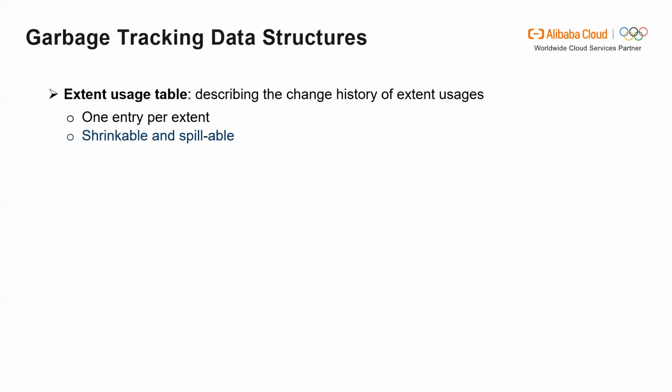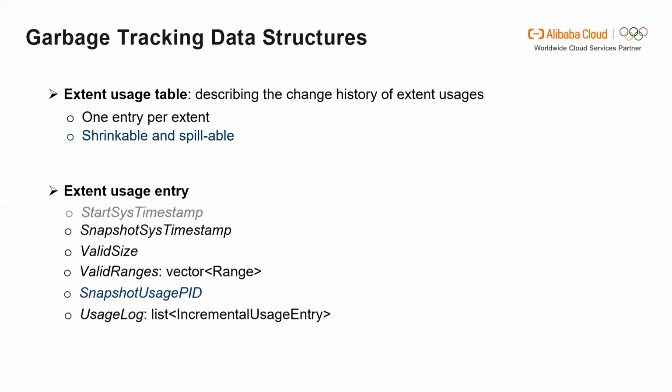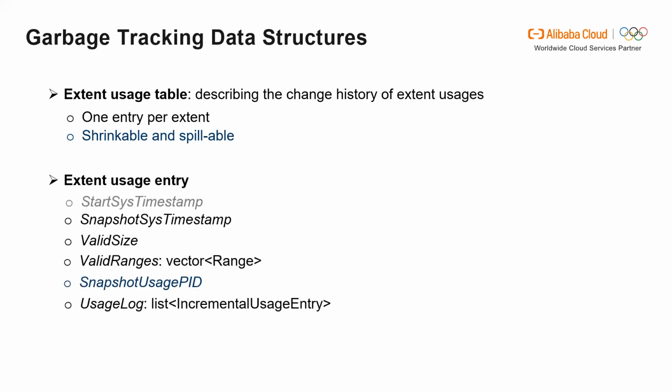On append-only storage, garbage collection is one of the most important components. We maintain an extent usage table, which records the change history of extent usages. Each extent has an extent usage entry. The extent usage entry is shrinkable and spillable. It records, as of the snapshot system stamp, the valid size and the valid ranges.